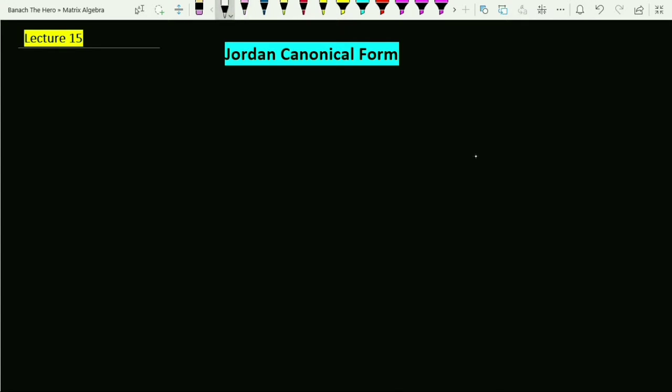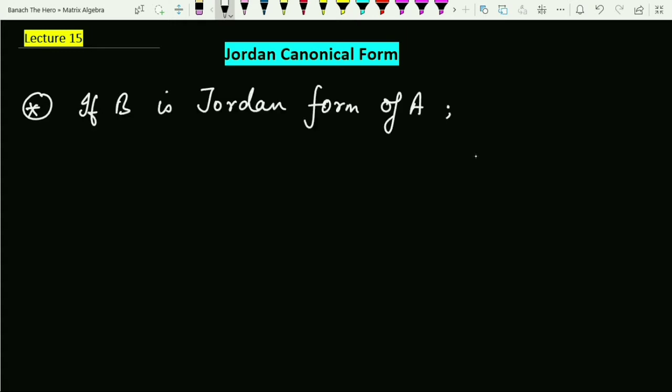So in order to start with the Jordan canonical form, what is a canonical form? That is the easiest form of a matrix. And when we talk about the Jordan canonical form, if I say we have a matrix A, and B is the Jordan canonical form, then the beauty of the result is that B is always similar to A. That is the symbol for similar. And we have already discussed the concept of similarity in the previous video lectures.